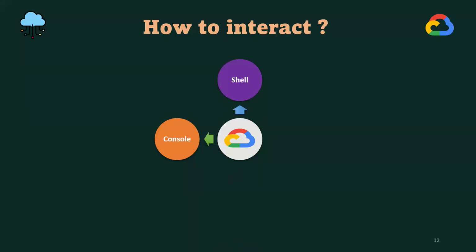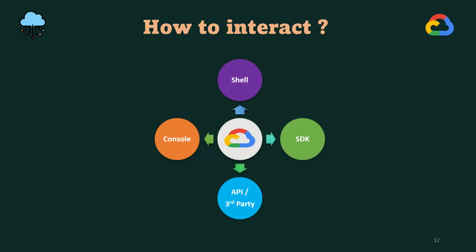The second method to interact with the GCP services is Cloud Shell. The third method is Cloud SDK. And the fourth method is APIs and third-party tools. So totally we have four methods: one is console, the second is Cloud Shell, the third is Cloud SDK, and the fourth is APIs and third-party tools. These are the four methods to interact with the GCP services.